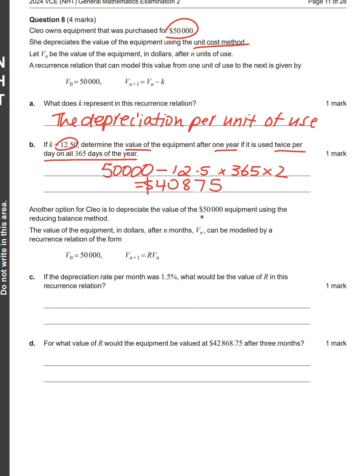Another option for Cleo is to depreciate using the reducing balance method. If the depreciation rate per month was 1.5, what would R be? So 100 minus 1.5 is going to be 98.5, or an actual value of 0.985. Now I'm actually going to rub this out because I wouldn't recommend you actually physically writing that. We should just write the answer here. If you want to do a little bit of working out, do it off to the side. For what value of R would the equipment be valued at this after 3 months? All right, so 42868.